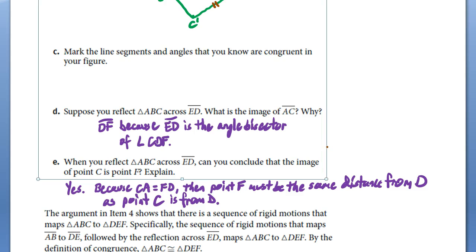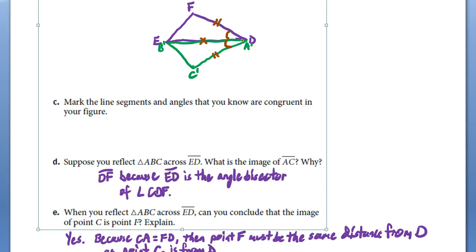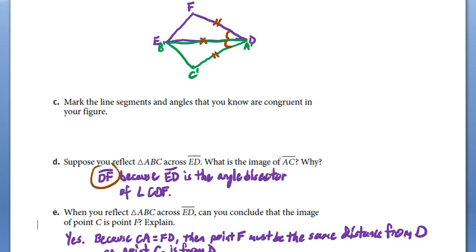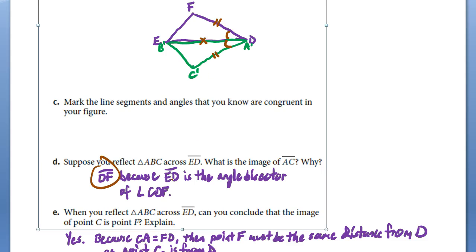Question D. Suppose you reflect triangle ABC, the green one, across segment ED. What is the image of segment AC? So if you take that segment and you flip it to the other side, there's its image, segment DF. And the reason is because segment ED is the angle bisector of this angle. Because segment ED runs right across the middle of the angle, when you flop that over to the other side, that segment would land perfectly on that segment.